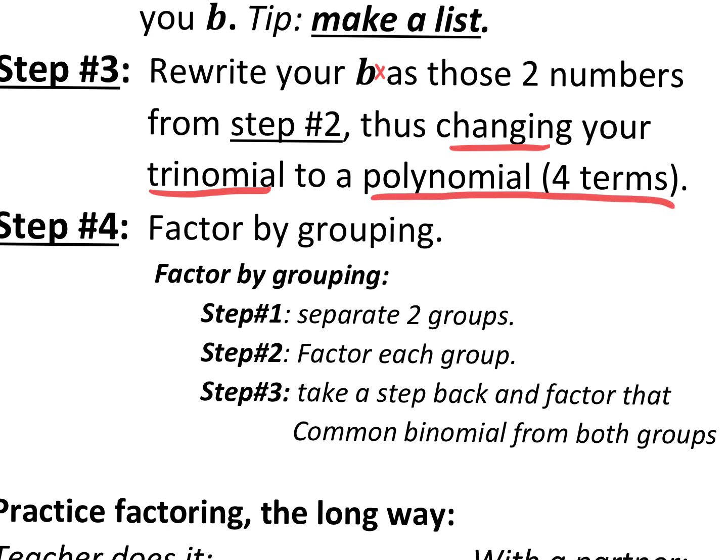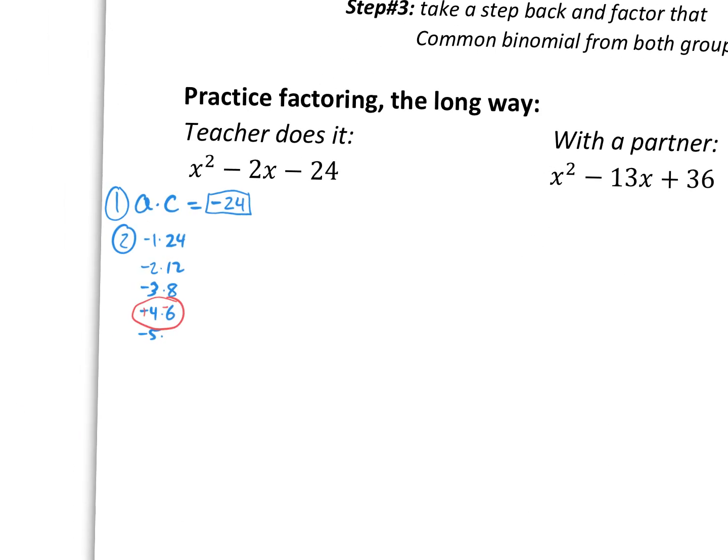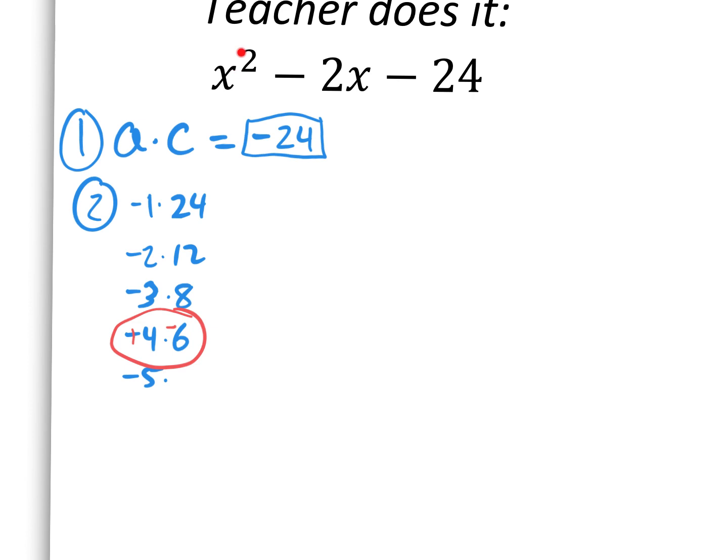How do we change a trinomial to a 4-term polynomial? We take the bx term, the middle term, and rewrite it as the two numbers from step 2. So check it out. I originally had a trinomial, 1, 2, 3. And I'm going to change it. Here's step 3. I'm going to change it to a 4-term polynomial. How? By replacing the bx term, the negative 2x term, to become these two numbers with x's. Okay? So this bx term, the negative 2x, I'm going to rewrite it as positive 4x and negative 6x. Okay, so I'm going to rewrite the whole thing.